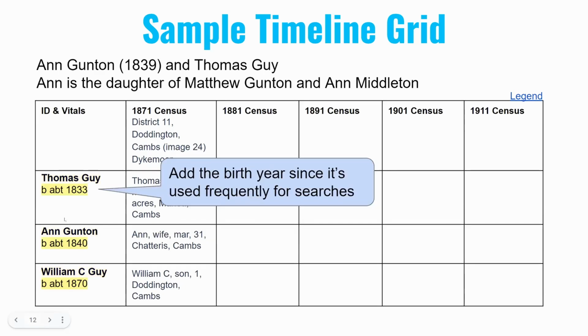I like to add the birth year since it's used frequently for searches, and if I don't know the birth year, I'll just put about. I'd rather have a good estimate there than nothing at all. And when I say estimate, my estimates are based on something pretty trustworthy, such as an age in a couple of censuses, or a marriage record, maybe, where they gave the age. Sometimes people lied on their marriage records, especially if they wanted to say they were older than they were to get married. But at least if I have that information, it's a good estimate until I can find exact information. So if I don't know it, I'm just estimating it, I put about.